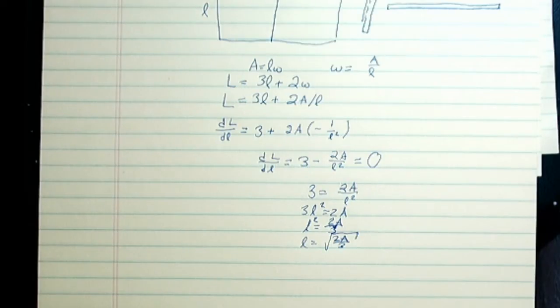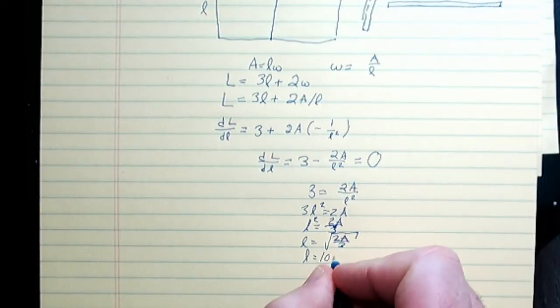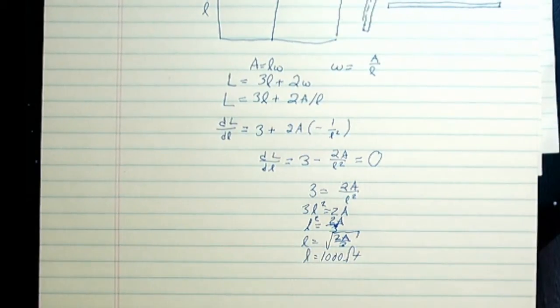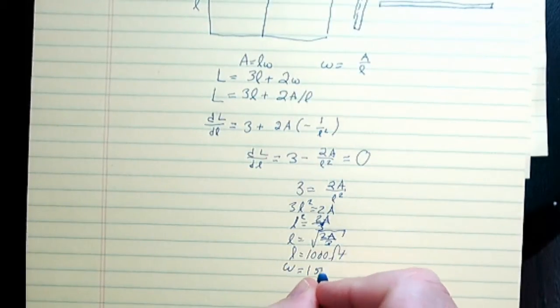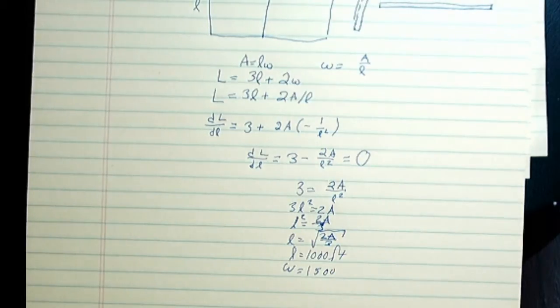What is that? Well, remember, the area was 1,500,000 square feet, so twice the area is 3 million square feet. Divide that by 3, we have 1 million square feet. So this L is the square root of 1 million square feet. That's 1,000 feet. And now we're in good shape. Because if L is 1,000 feet, and L times W is 1,500,000 square feet, W must be 1,500 feet. And we're done.